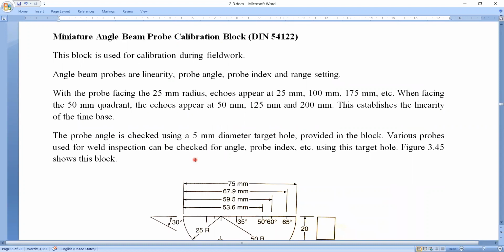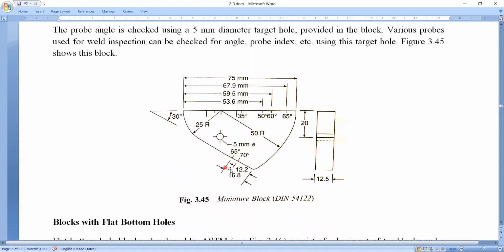Next, the miniature angle beam probe calibration block. This block is mainly meant for testing the angle beam. This is the block shape. This is the thickness, 12.5. We have a curve of 25 radius. We have a hole of 5 mm diameter. This is the block, and we have standard dimensions.